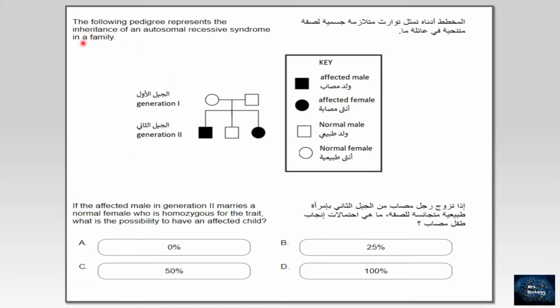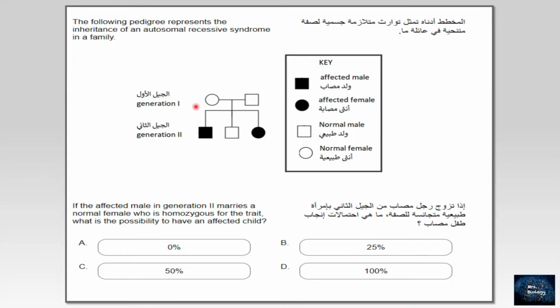Let's do this question. The following pedigree represents the inheritance of an autosomal recessive syndrome in a family. Here, they mention that it's autosomal recessive. What does that mean? If we want to represent the genotype, it should be in lowercase: a small, a small, or b small, b small, or r small, r small. It's up to you which letter you want to choose.